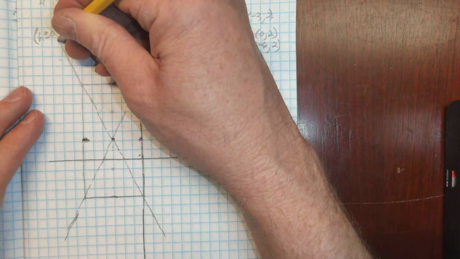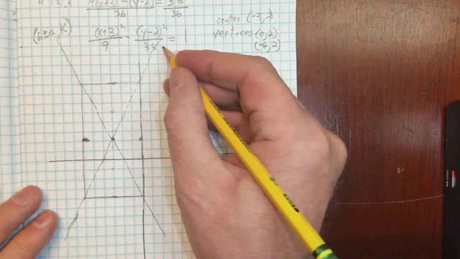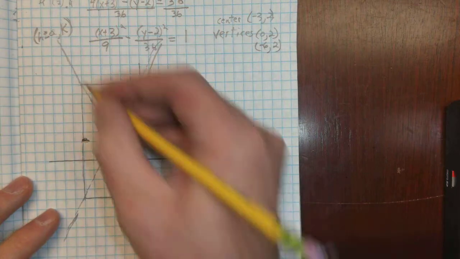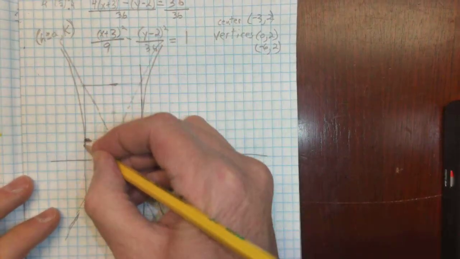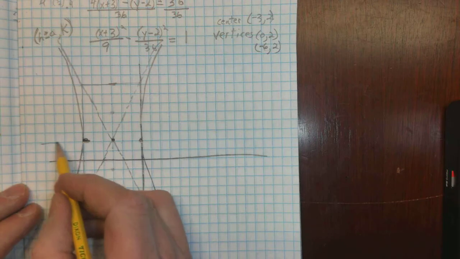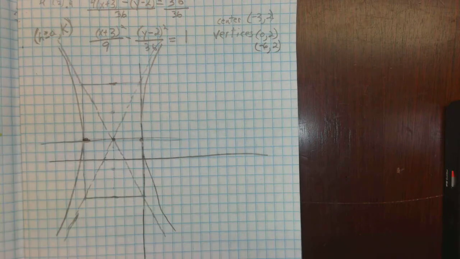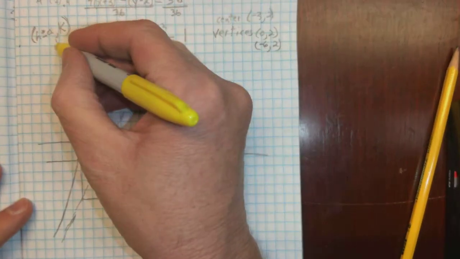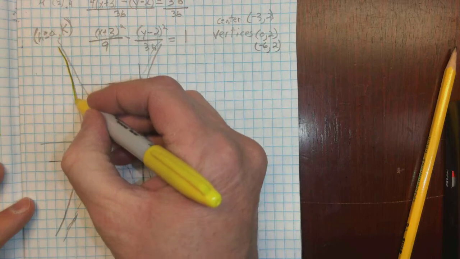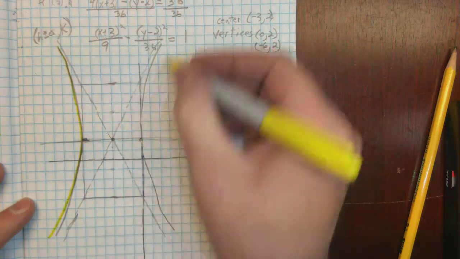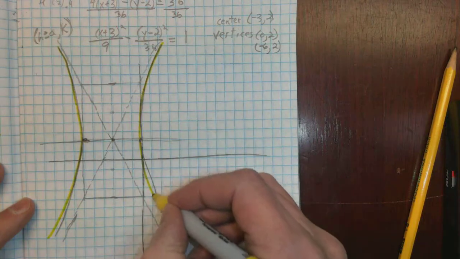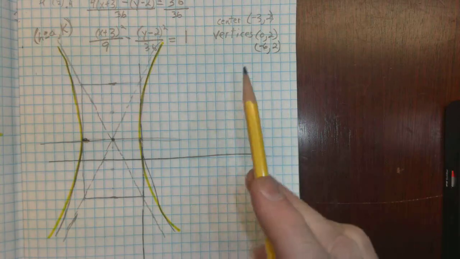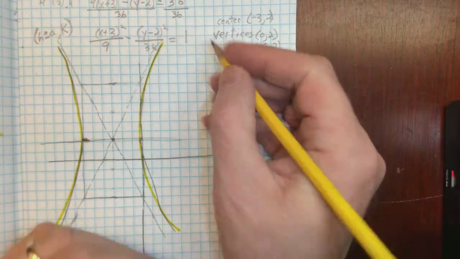Alrighty. Now, my transversal is right here. This is my transversal. Okay, so I've got the graph drawn. I'm going to do this one more time. The actual graph is just these two curves. All right. And I've got the vertices, the foci.